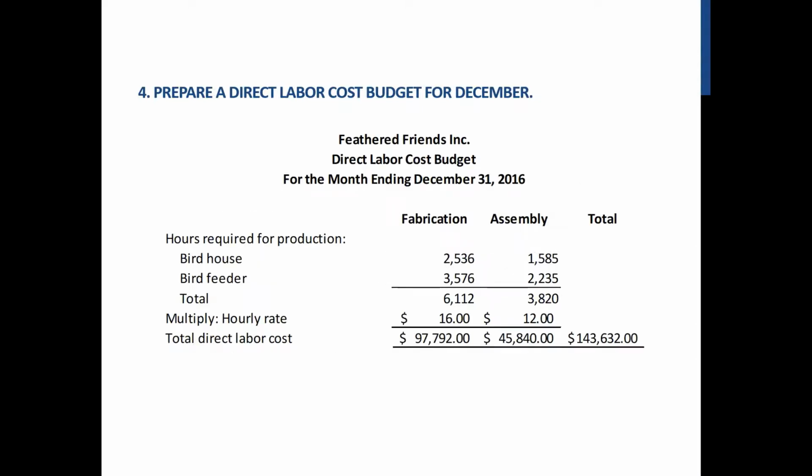So this is the direct labor cost budget, wherein the steps are incorporated to show that the total direct labor cost will amount to 143,632.